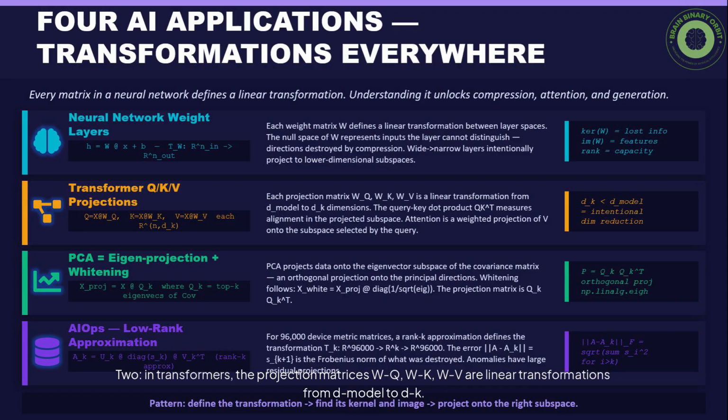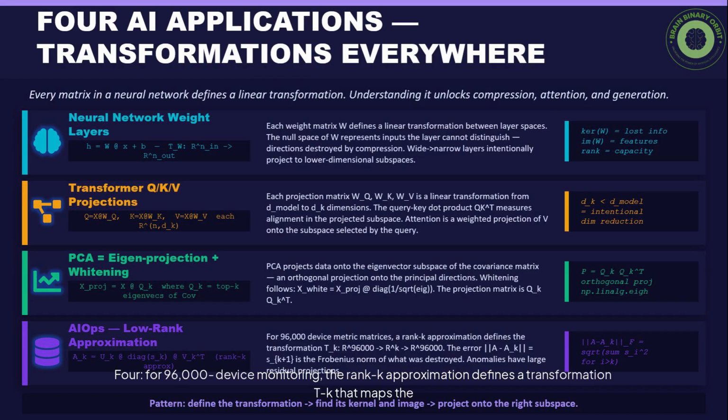2. In transformers, the projection matrices W_Q, W_K, W_V are linear transformations from d_model to d_k. The attention score is a dot product in the projected subspace. 3. PCA applies the orthogonal projection P equals Q_k Q_k transpose, where Q_k contains the top k eigenvectors of the covariance matrix.